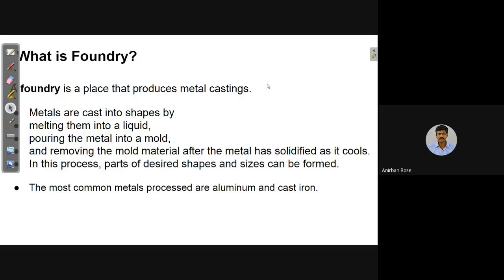The most common metals processed are aluminium and cast iron. Definitely there are other metals that can also be cast, like steel, zinc, and other different kinds of alloys. But most commonly cast iron and aluminium.